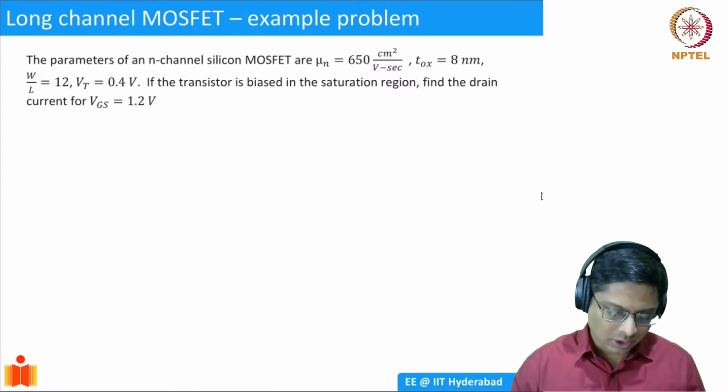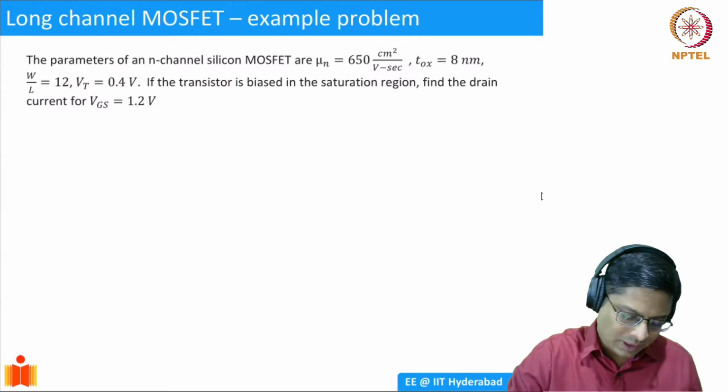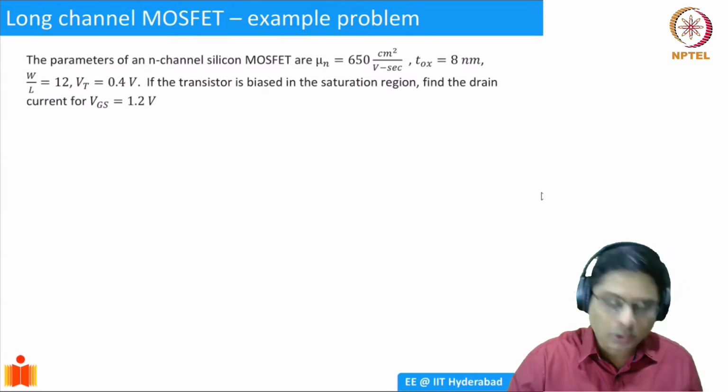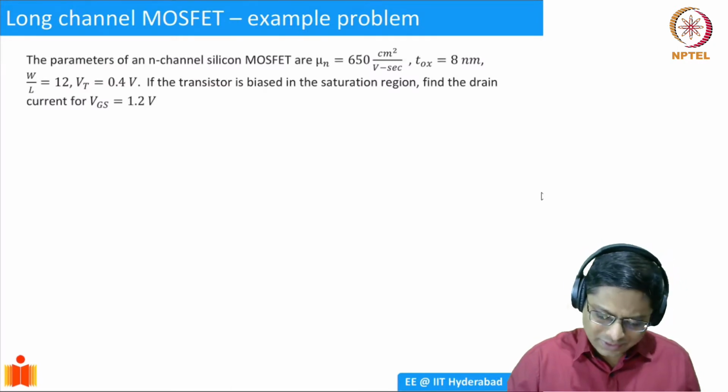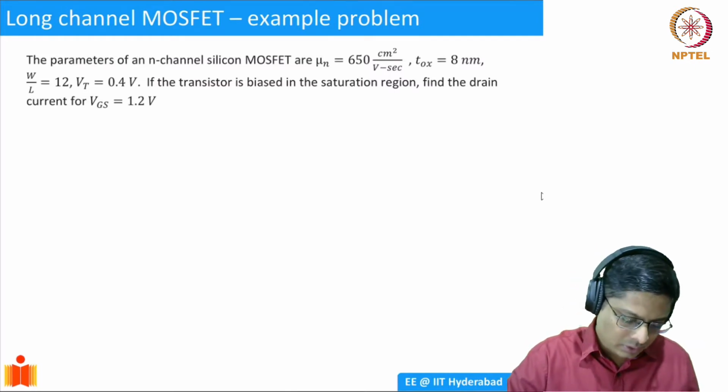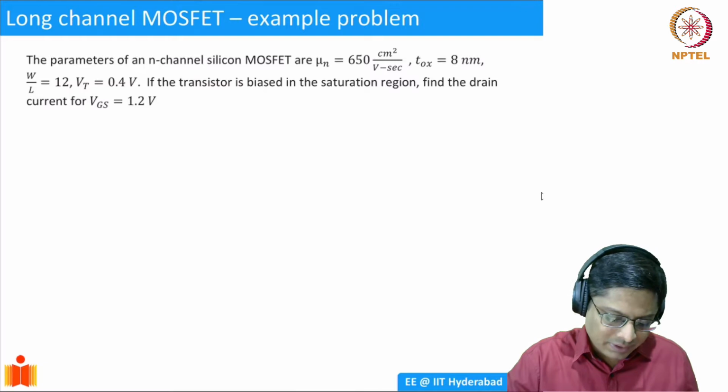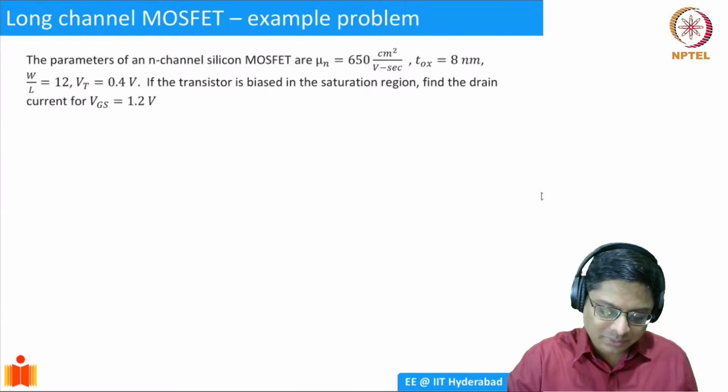All right. This is a problem I've taken from the textbook. I'm not very sure, but anyway. The parameters of an N-channel MOSFET are given as mobility, which is 650 centimeter square per volt second. Tox is given to you. W by L is given to you. Vt is given to you. If the transistor is biased in saturation regime, what is the drain current for VGS equal to 1.2 volts?